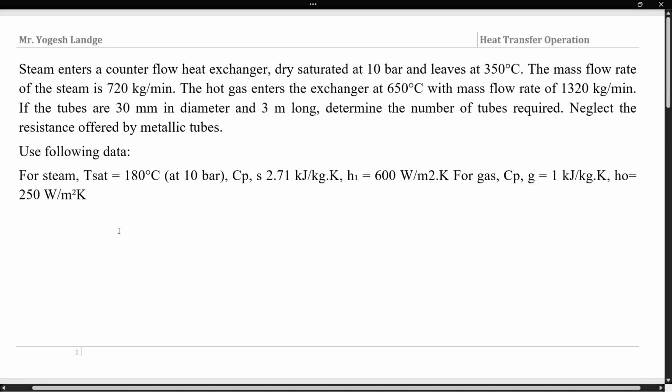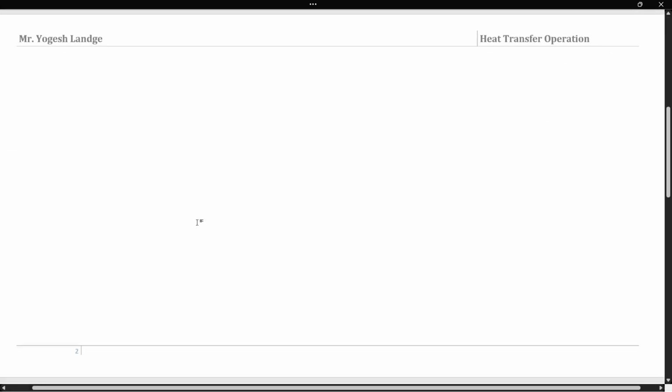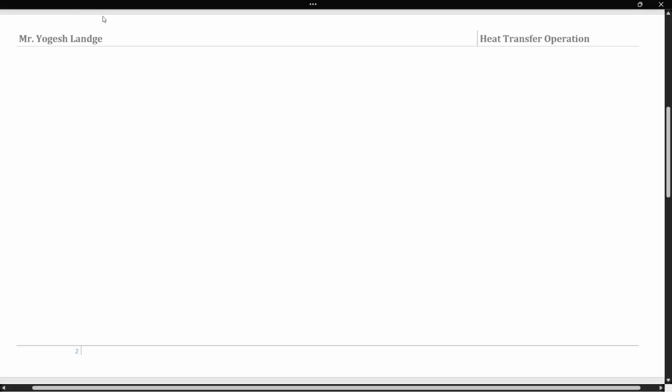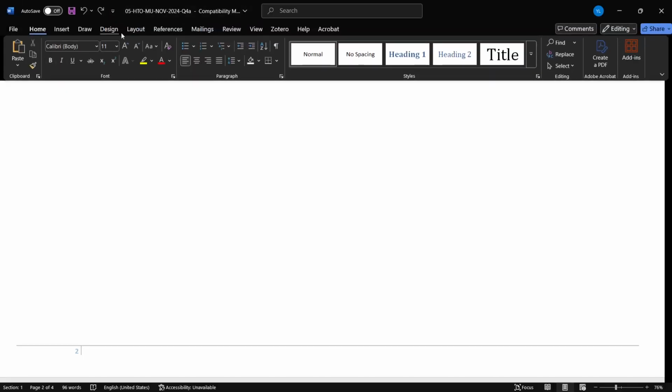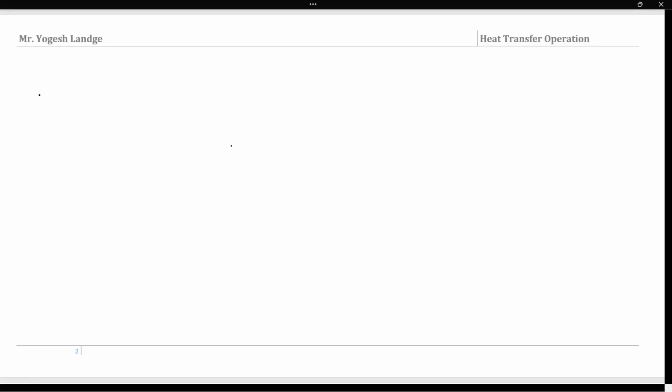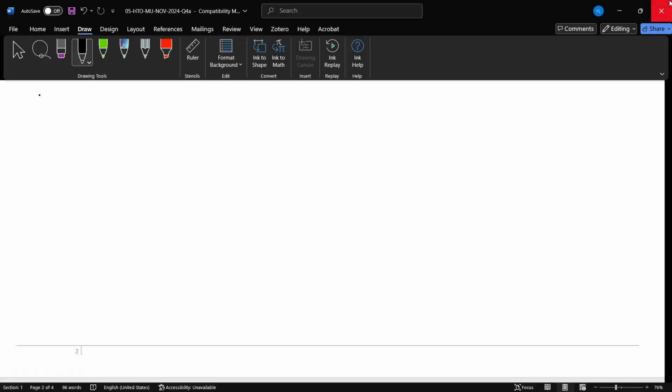So let's see. This is a statement, and from that statement, we have already written the data, and now we try to see how we can solve that numerical. Okay, so let's try to solve that numerical together.